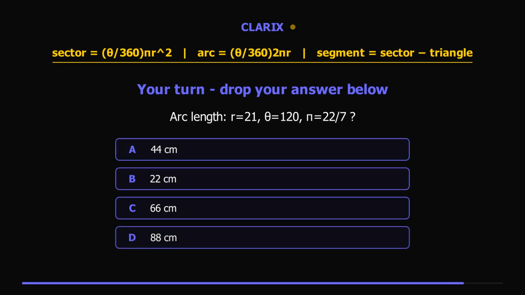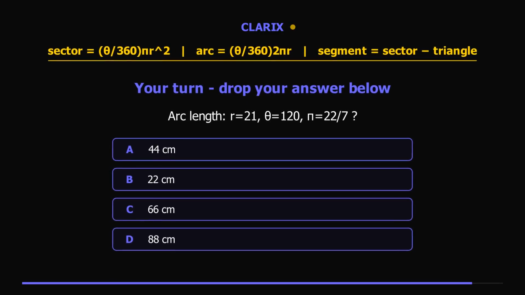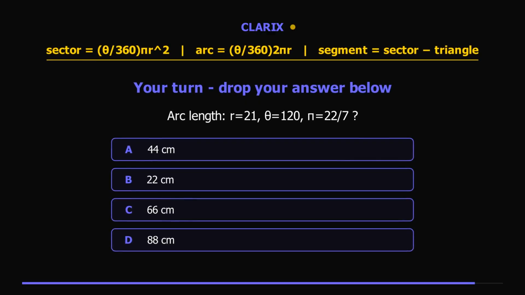Sector area uses pi r squared, arc length uses 2 pi r, and a segment is just the sector with its triangle removed. Last challenge, it's on the screen. Don't say it aloud, type your answer in the comments, and I'll pin the right one.